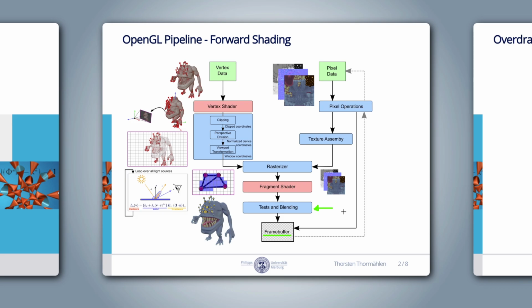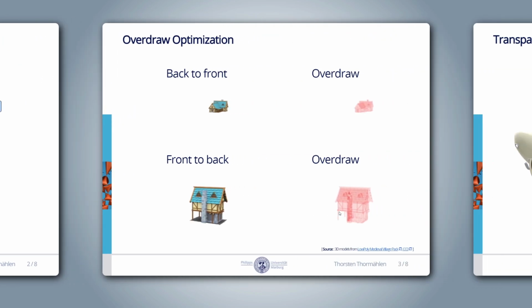The early depth test is most efficient when opaque surfaces are rendered in a front-to-back order. With this in mind, to reduce computation, we should pass meshes with opaque material that are closer to the camera first into the OpenGL pipeline. This reduces the overdraw in the frame buffer.